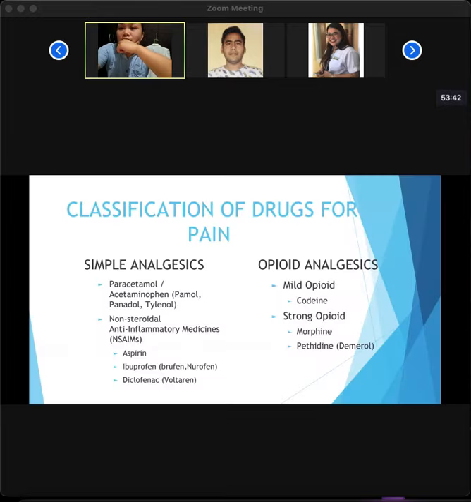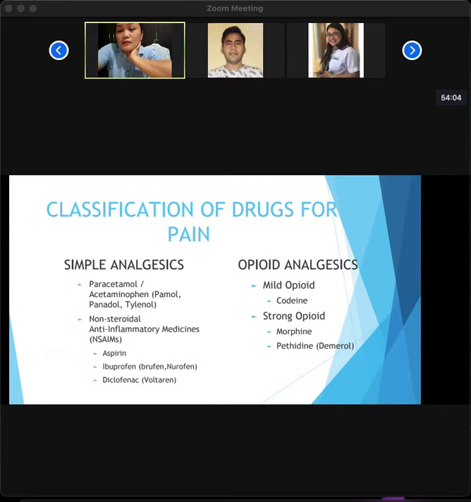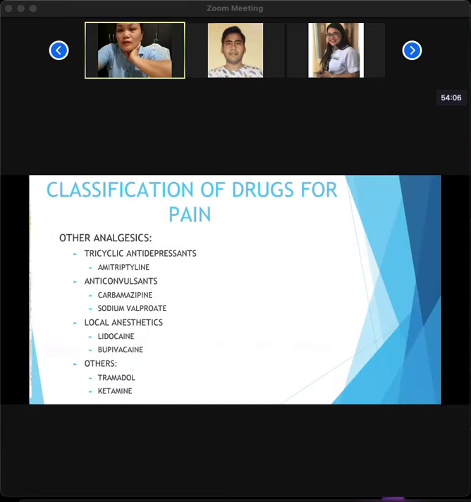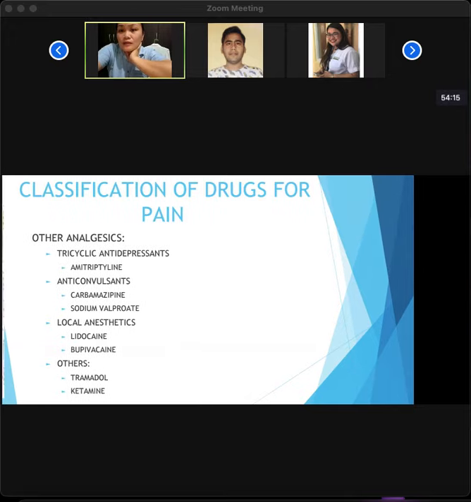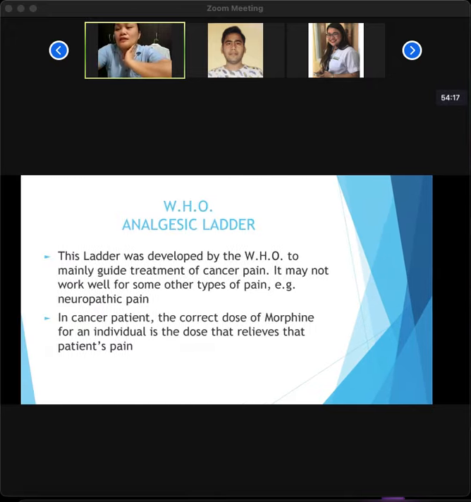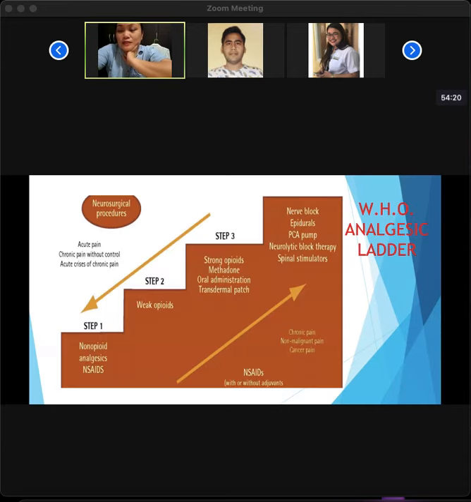Okay, here are examples of your simple analgesics: paracetamol, NSAIDs such as aspirin, ibuprofen, diclofenac. For opioid analgesics, they are codeine, morphine, pethidine. Other analgesics are TCAs, anticonvulsants, lidocaine, bupivacaine, tramadol, or ketamine. This is the WHO analgesic ladder.